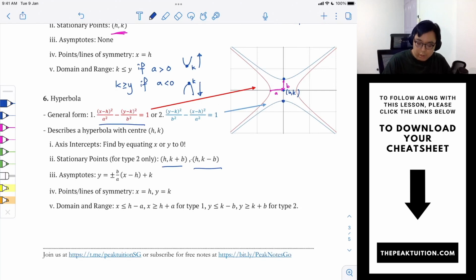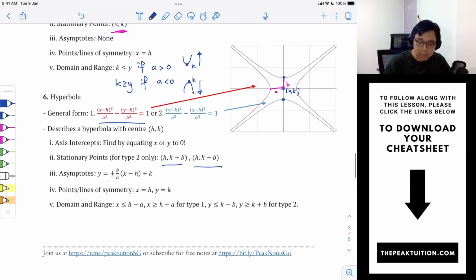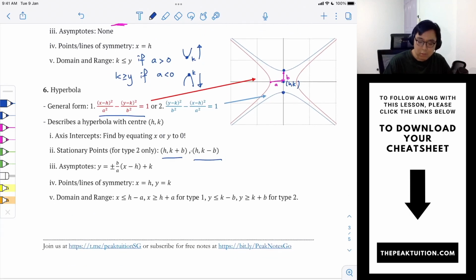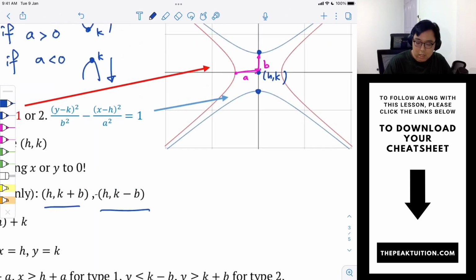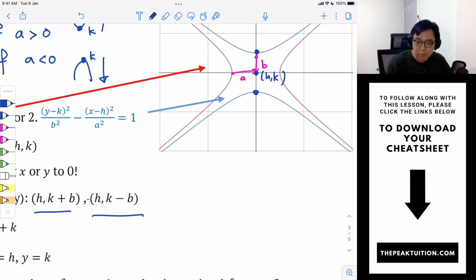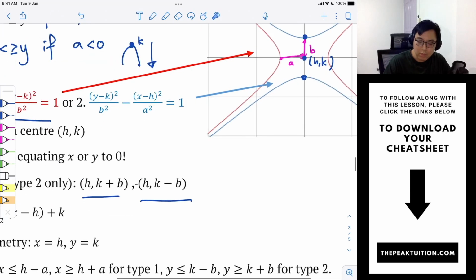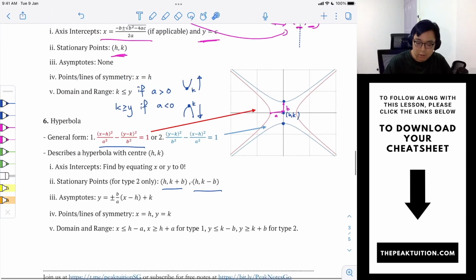For asymptotes, there are two asymptotes, as we have mentioned. One is pointing upwards, one is pointing downwards, basically a y equals mx plus c graph. So this one, we have y equals plus minus b over a, times x minus h, plus k. What this is, is we are taking the center point and then we slap a gradient on it, which is b over a. The gradient is equal to b over a, and plus k. k is the y coordinate.